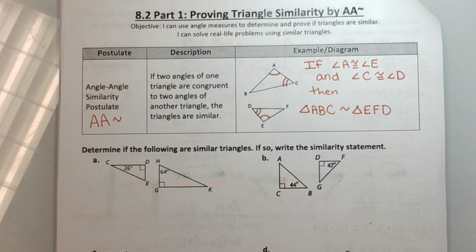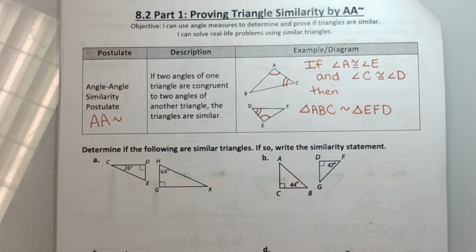Now, a couple things about this before we get into the actual examples. First off, it does not matter which 2 pairs of angles. I could have chosen A and B to go with E and F, or I could have chosen B and C to go with D and F. As long as I have 2 pairs of congruent angles, it fits this.